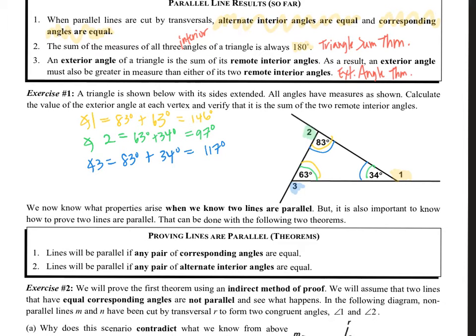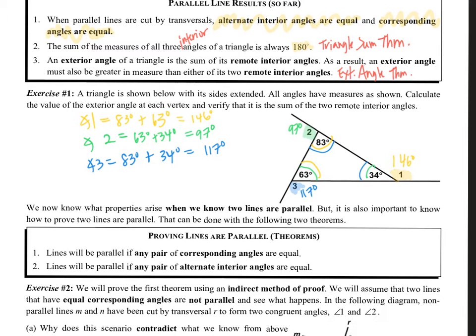And so, in order to verify this, I'm saying that angle 1 is 146 degrees, angle 2 is 97 degrees, and angle 3 is 117 degrees. In order to verify this, I want to get down to the definition of what an exterior angle is. An exterior angle is a supplementary angle to the interior angle that it is adjacent to. So when we're looking at angle 1, it is adjacent to this angle that's measured 34 degrees, so it should be supplementary to this.